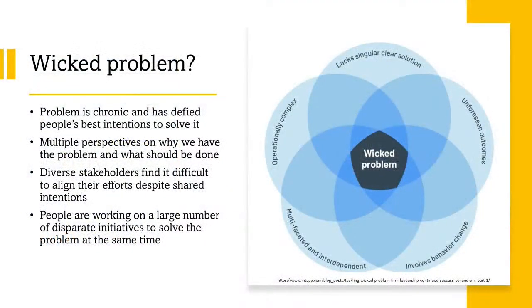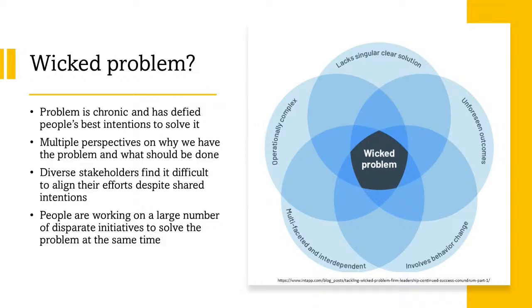All right, so now that we've talked about what systems thinking is, when do you apply it? What does a wicked or an intractable problem look like? What are its characteristics? A wicked problem is a problem that's usually seen as chronic, and it's defied people's best intentions to solve it, right? Does anybody in this room know the solution to global poverty or the solution to loss of biodiversity?